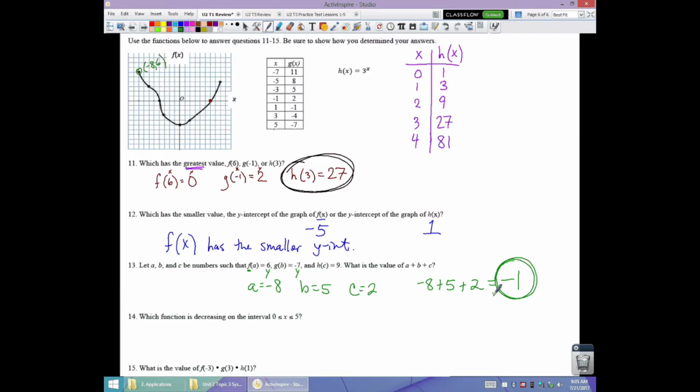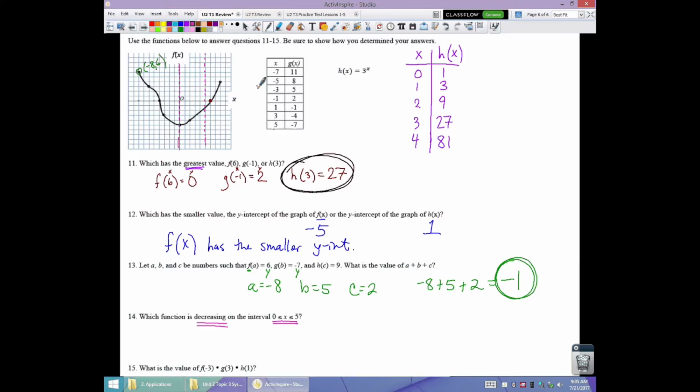Okay. Which function is decreasing? That means going down, getting lower, on the interval from 0 to 5. I'm just interested in the part 0 to 5. So 0 to 5 on this one is when x is 0 to 1, 2, 3, 4, 5. I'm only looking between these two dotted lines. Is that graph decreasing? No, it certainly is not.